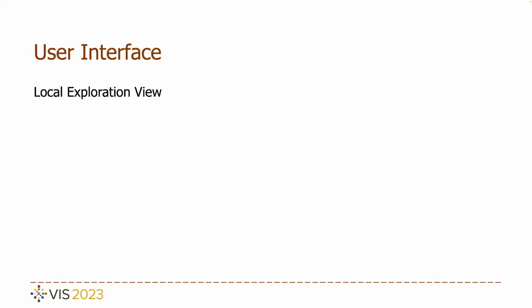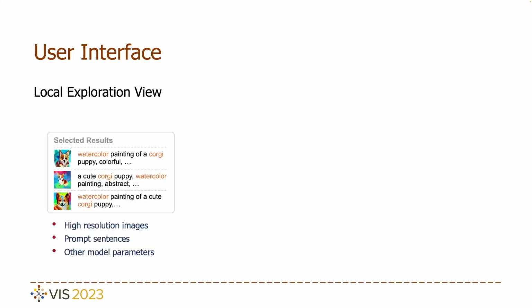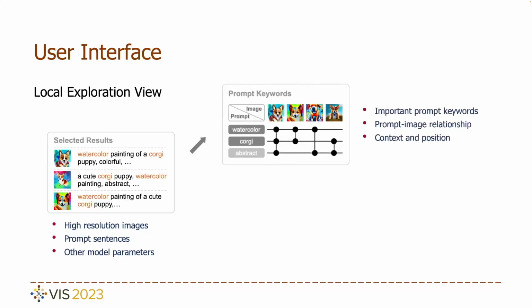The local exploration view helps users to explore the selected image subset more deeply. Users can view details such as high-resolution images and the prompt sentence. The Prompt Keywords panel lists the important prompt keywords and their usage relationship with the images. Users can also check the content and precision of the prompt keywords in the original sentence.